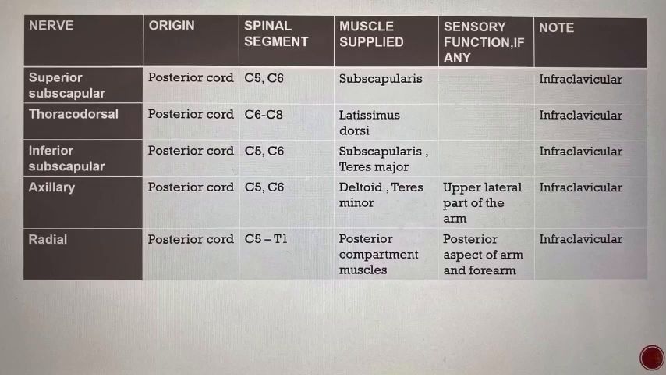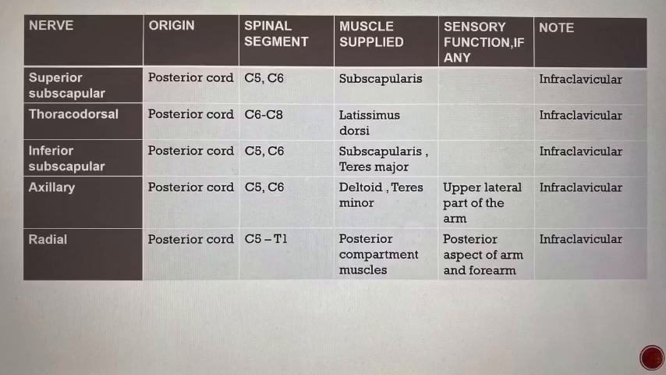passes inferiorly along the posterior axillary wall and supplies the subscapularis muscle along with the superior subscapular nerve, and also supplies the teres major muscle. Axillary nerve. The axillary nerve is a branch of the posterior cord which passes inferiorly and laterally along the posterior wall of the axilla, exits the axilla through the quadrangular space, passes posteriorly around the surgical neck of the humerus, accompanied by the posterior circumflex humeral artery.